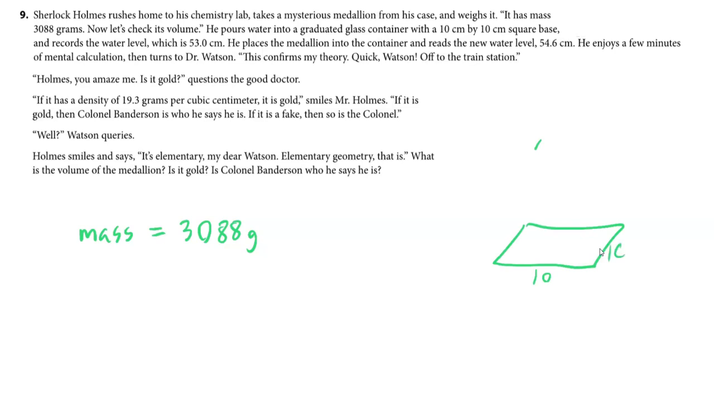I'm going to leave out the original volume, and he records a water level, which is 53. Oh, no, it does tell us the original. So it starts at 53. Okay. My pen is getting tired. It's so laggy now. He places the medallion in and reads the new level at 54.6. So just subtracting, 54.6 minus 53, we get 1.6 as the change in height.